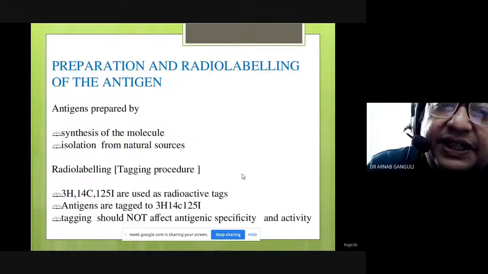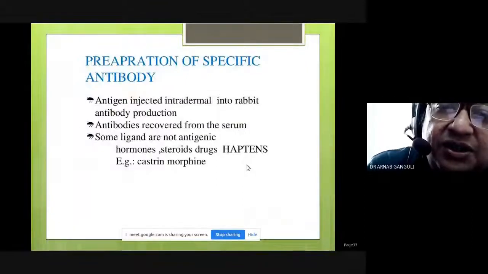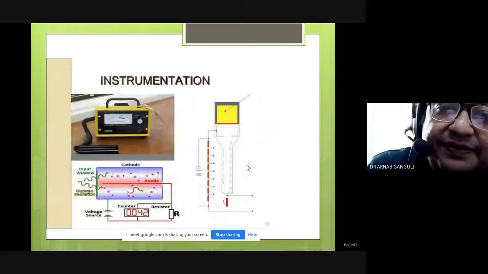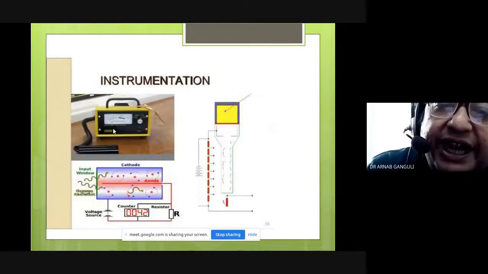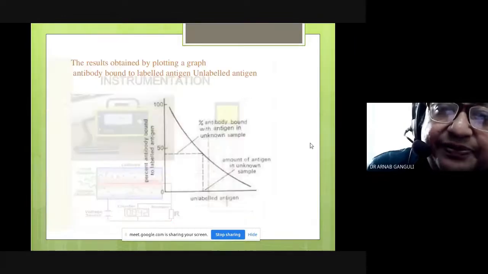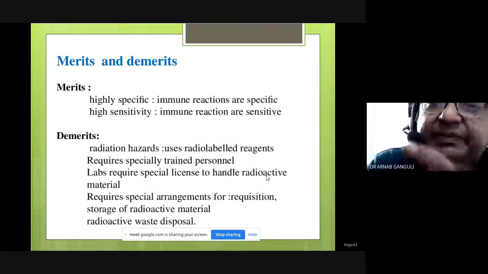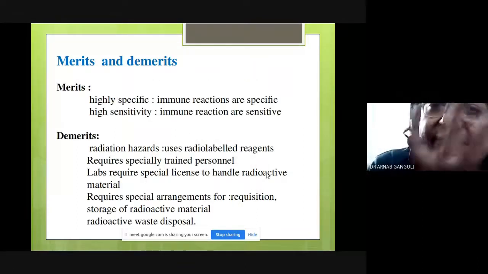So these are all the ways, the procedures, by which you use it. These are the instruments. You need a Geiger-Müller counter for measuring the radioactivity counts. And you draw a curve. You don't have to read this. Just merits, demerits, principle. That's all.